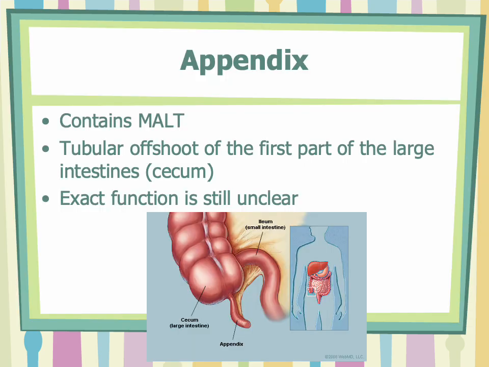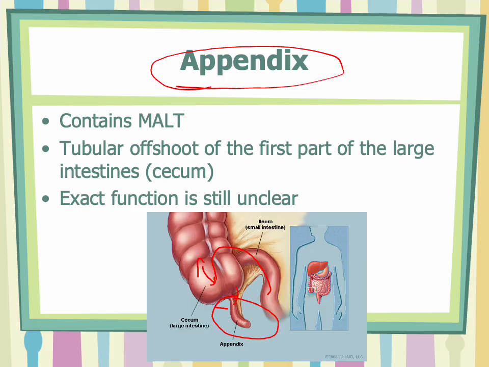Okay. Then the appendix contains mucosa-associated lymphatic tissue. The appendix itself, we don't know what it does. We don't know what it is there for, okay? Because food is going to come this way, so as far as we know, it's not related to absorption of anything, but it's there. And sometimes it likes to get inflamed, and there's lymphatic tissue there.